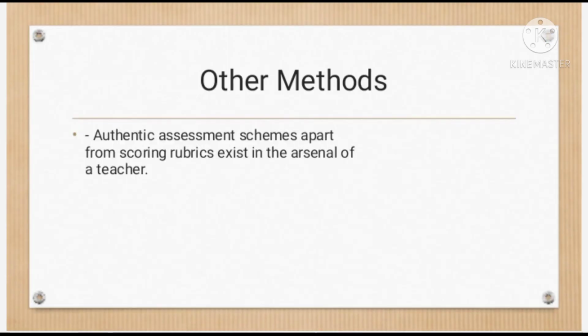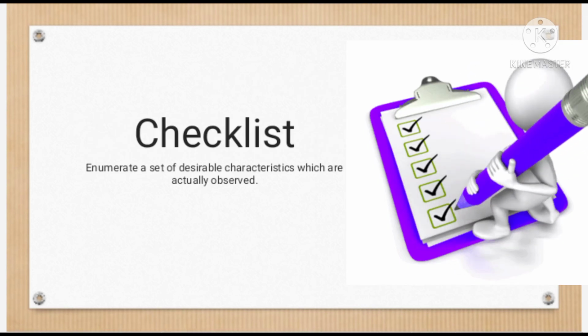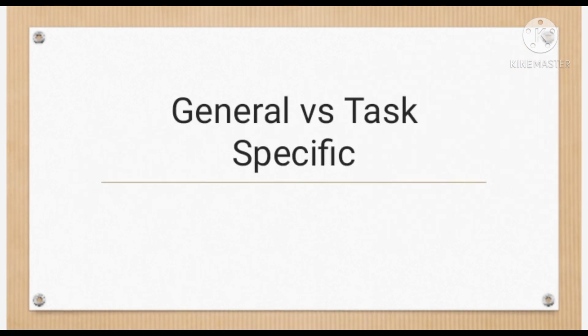Other methods. Authentic assessment schemes apart from scoring rubrics exist in the arsenal of a teacher. For example, a checklist enumerates a set of desirable characteristics which are actually observed. Scoring rubrics are based on descriptive scales and an evaluation of the extent to which criteria have been met.